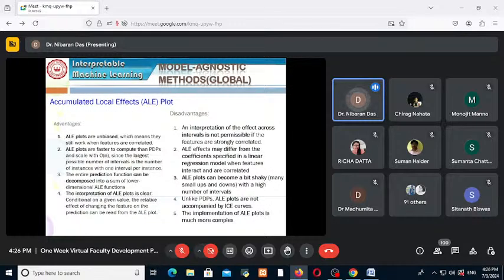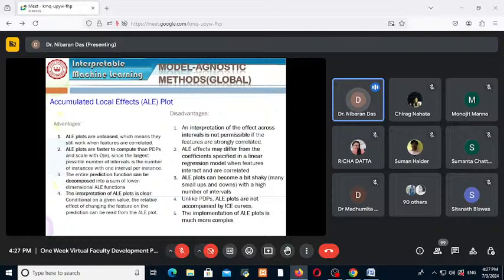Now, advantages: ALE plots are unbiased, which means that they still work when features are correlated. ALE plots are faster to compute than PDPs and scale with big O of n, since the largest possible number of intervals is the number of instances with one interval per instance. The entire prediction function can be decomposed into a sum of lower dimensional ALE functions. So, interpretation of ALE plots is clear.